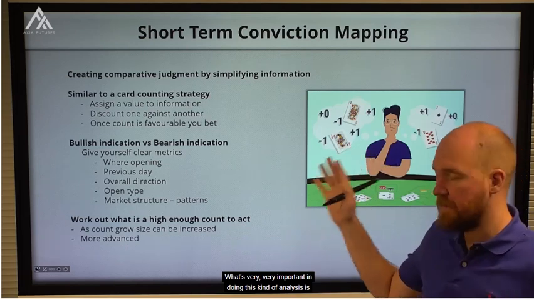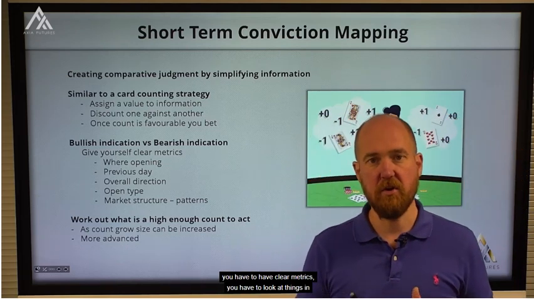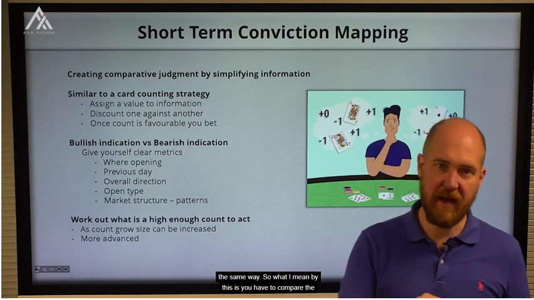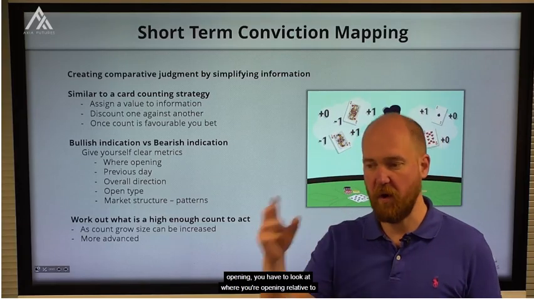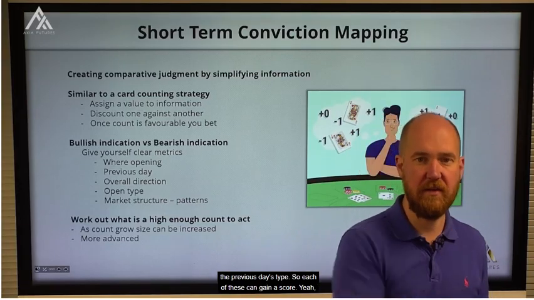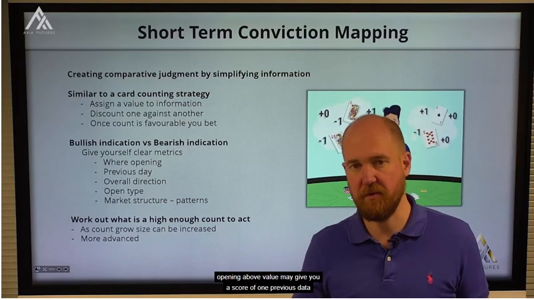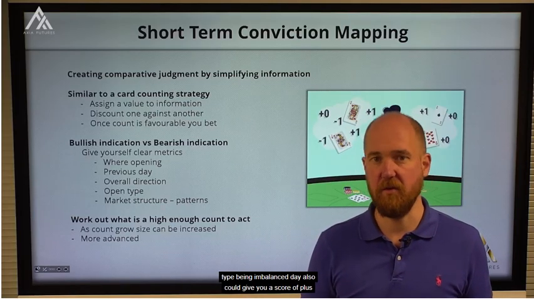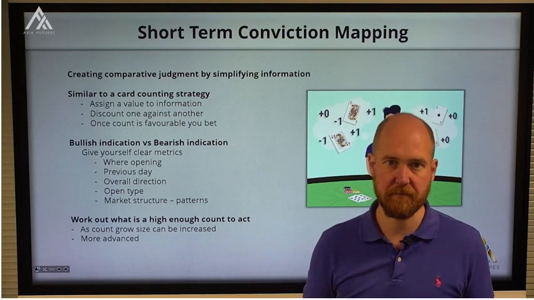What's very, very important in doing this kind of analysis is you have to have clear metrics. You have to look at things in the same way. What I mean by this is you have to compare the same information. Each day you have to look at where you're opening. You have to look at where you're opening relative to the previous day's type. So each of these can gain a score. Opening above value may give you a score of +1. Previous day type being a balanced day also could give you a score of +1 or -1, dependent upon where the open is.